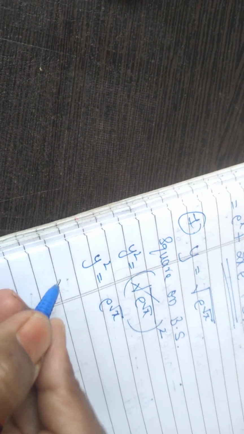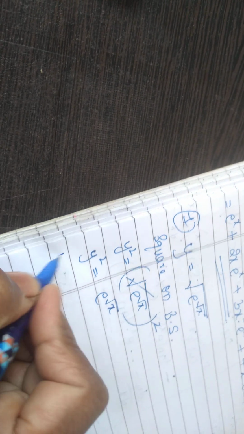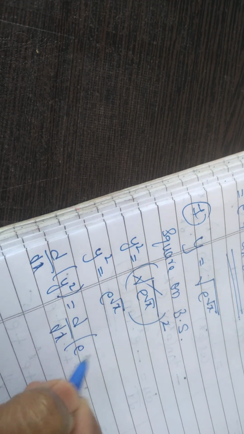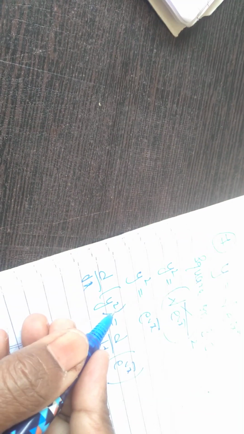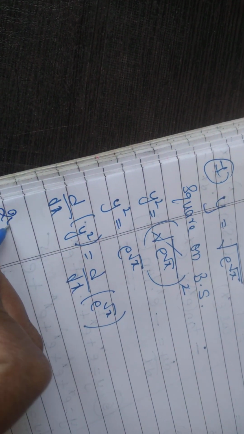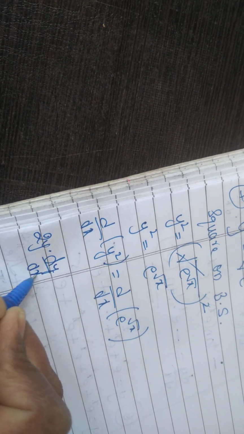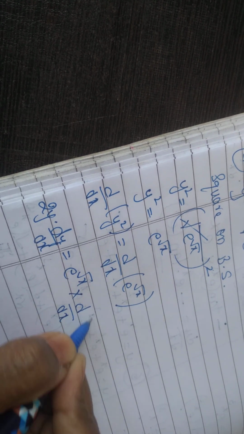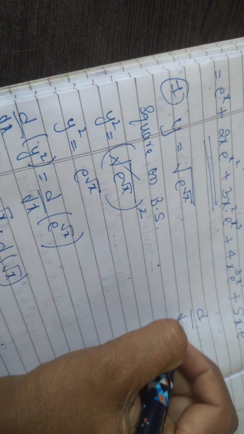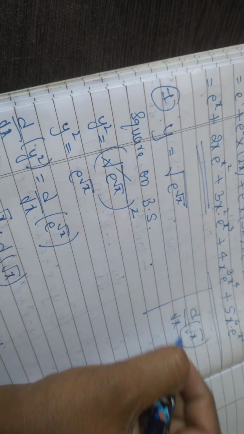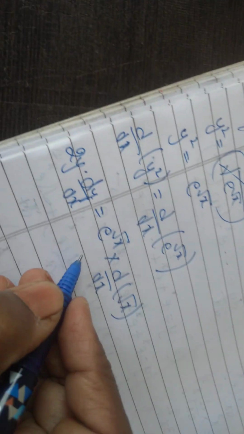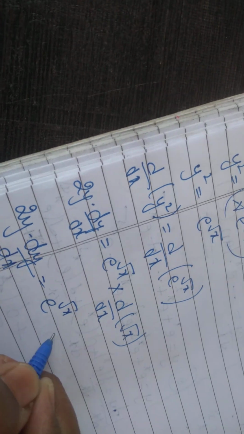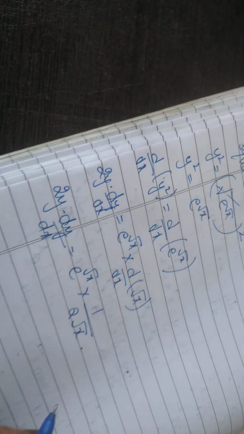Next, let me differentiate on both the sides. It becomes d by dx of y square is equal to d by dx of e to the power root x. So d by dx of y square becomes 2y into dy by dx is equal to d by dx of e power is e power itself into d by dx of root x. Recall, d by dx of root x is 1 by 2 root x. Keeping the formula in mind, this becomes 2y dy by dx is equal to e to the power root x into 1 by 2 root x.